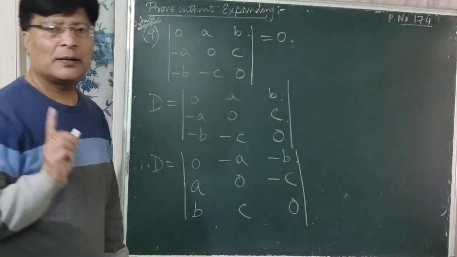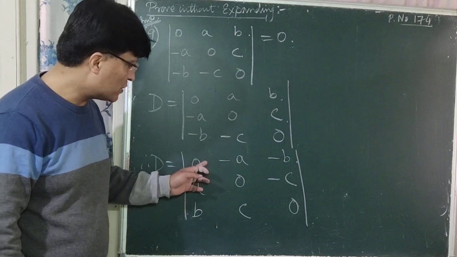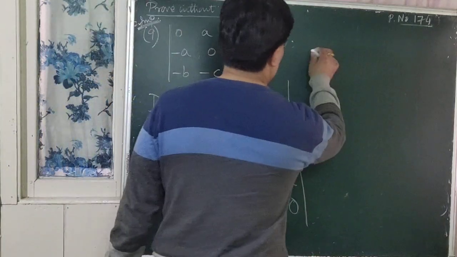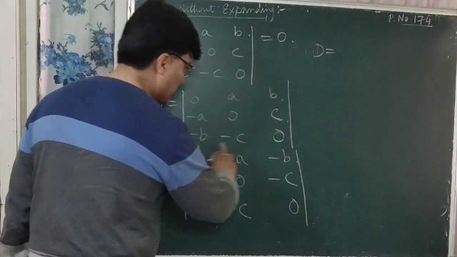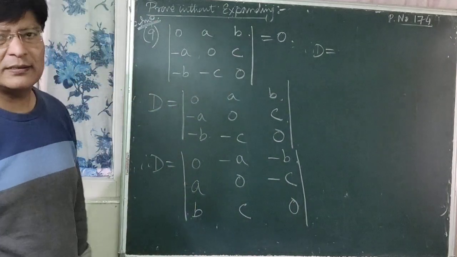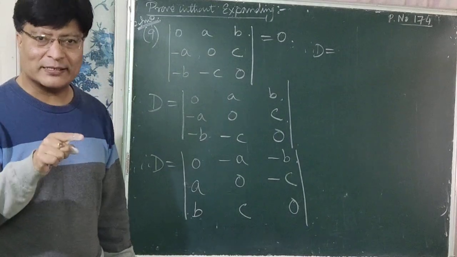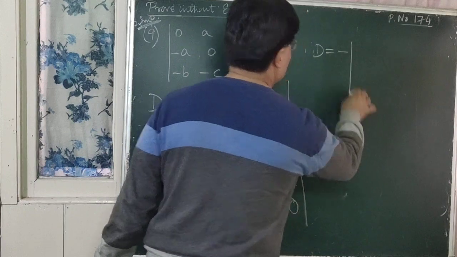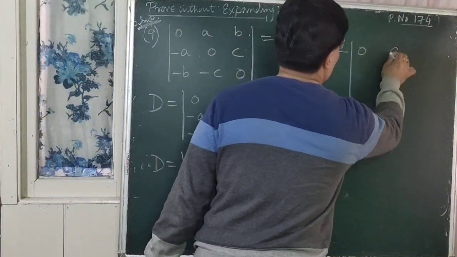Let us take minus common from all these rows, from the first row, second row as well as the third row. Therefore D is equal to minus, now from here minus, from here minus, from here minus. How many minus signs are there? 3 minus signs are there. So what is their product? Minus into minus is plus, plus into minus is minus. So D is equal to minus. From the first row minus common is taken out, what remains? 0, A, B.